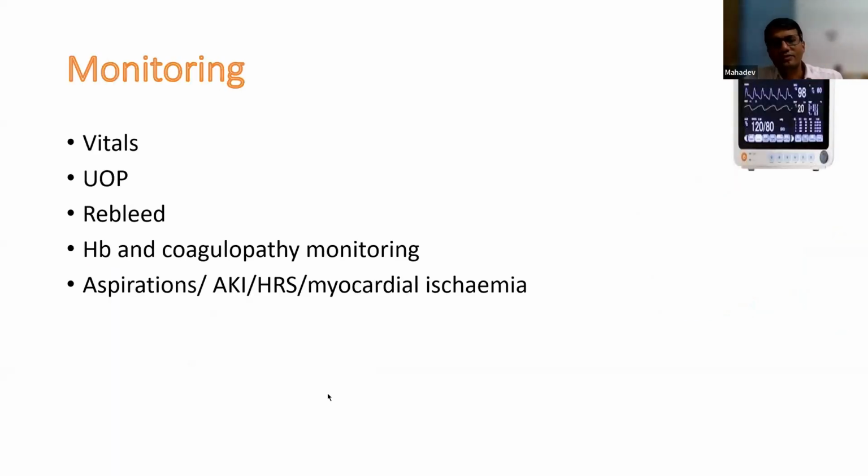So whenever after we do an endoscopy, we control the bleeding, we need to monitor these patients. We have to monitor their vitals, urine output. These patients are at risk of acute kidney injury, hepatorenal syndromes. So monitor the urine output. We have to identify rebleed if it is there very quickly. And repeatedly monitor hemoglobin and coagulation profile and correct the coagulopathy if it is there. There is risk of aspiration. The complications include aspiration, acute kidney injury, hepatorenal syndrome, myocardial ischemia, and hepatic encephalopathy in a patient with variceal bleed.